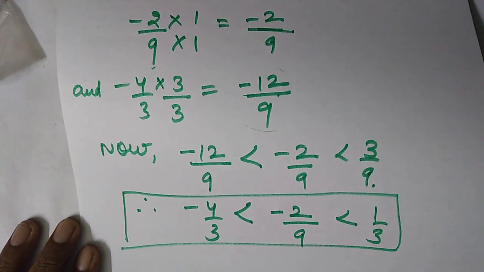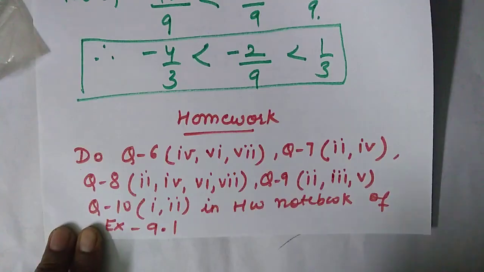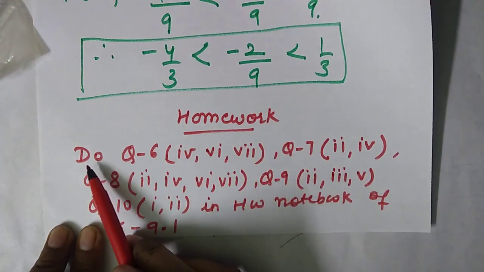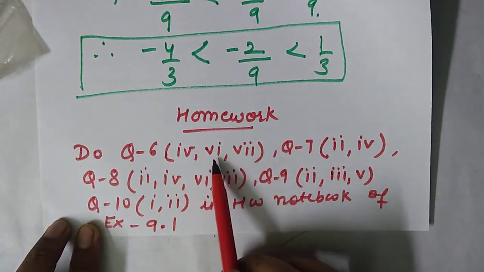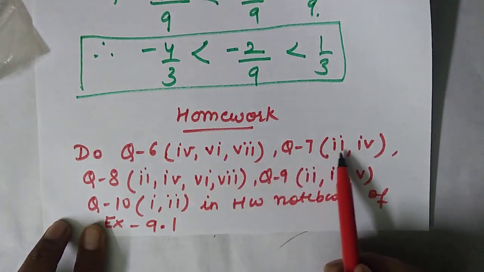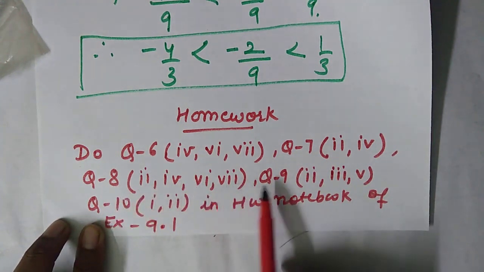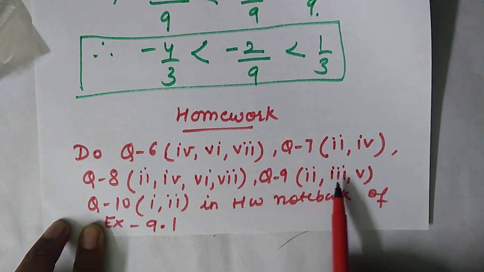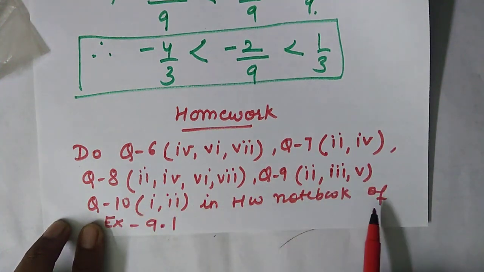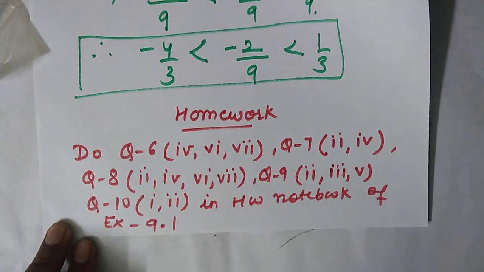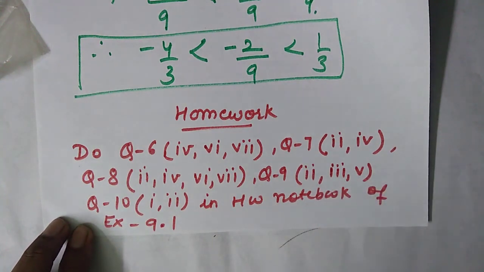So this is your exercise 9.1. Now come to the homework. Students, your homework for today's lecture is: question number 6, parts 4, 5, 6, 7; question number 7, parts 2 and 4; question number 8, parts 2, 4, 6, 7; question number 9, parts 2, 3 and 5; question number 10, parts 1 and 2. Do these in your homework notebook, and these are from exercise 9.1. Okay, so this is all about today's lecture. Thank you so much.